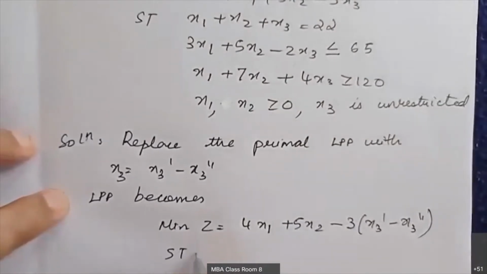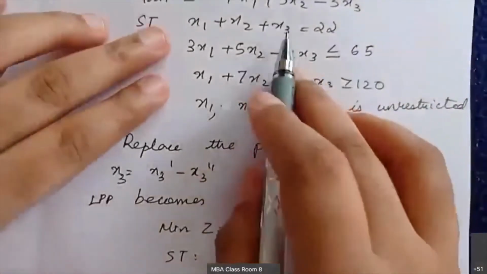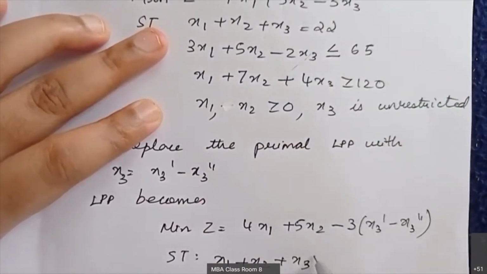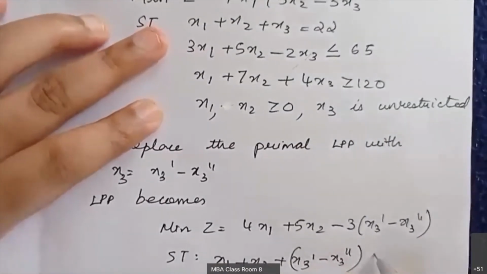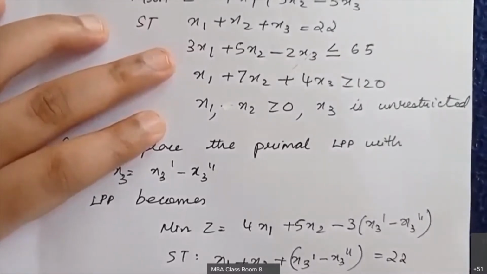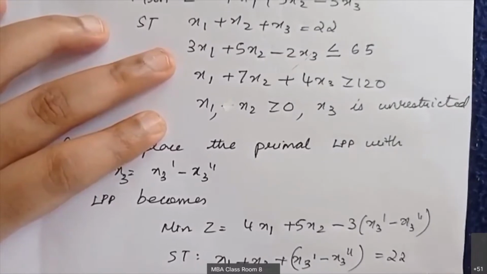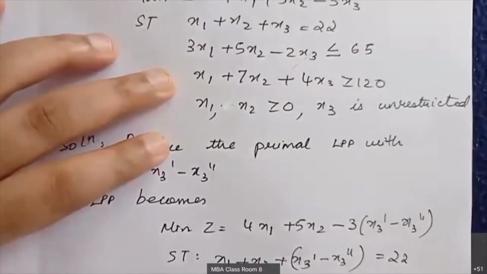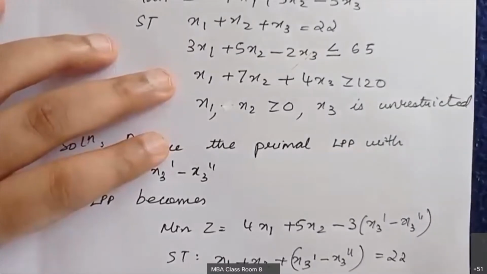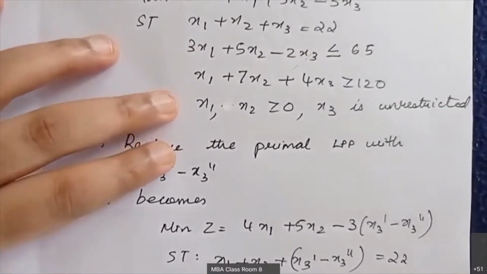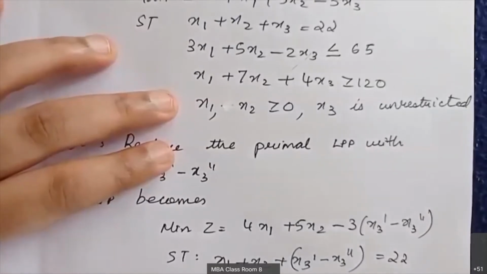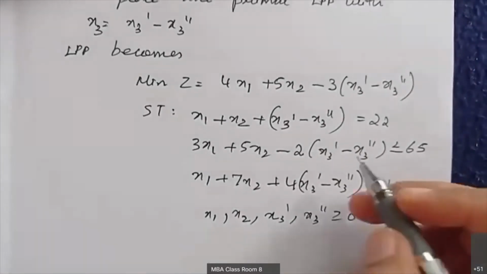Similarly, subject to, first of all, let us replace all x3 with x3 dash minus x3 double dash. x1 plus x2 plus x3 dash minus x3 double dash is equal to 22. Similarly, 3x1 plus 5x2 minus 2, x3 dash minus x3 double dash less than or equal to 65. x1 plus 7x2 plus 4, x3 dash minus x3 double dash greater than or equal to 120, where x1, x2, x3 dash, x3 double dash are all greater than or equal to 0. Do you see? I've just replaced x3 with x3 dash minus x3 double dash.